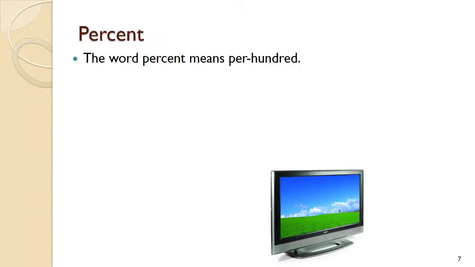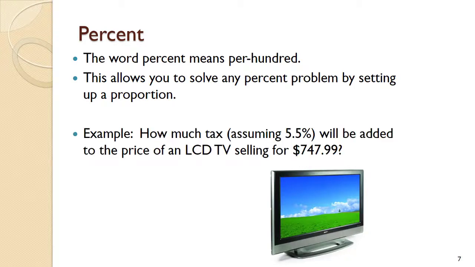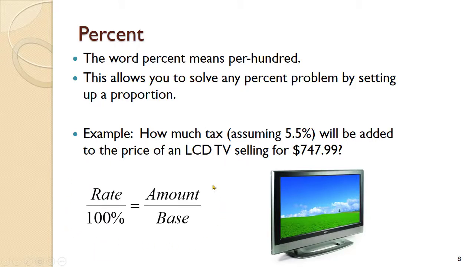Since the word percent literally means per hundred, then we can set up any percent problem using a proportion. And so here's our relationship right here that we're after. The rate over 100% is always the same as the amount divided by the base. We get a proportion there, and as long as we can find two of these values, we can solve for the third one. So here's a simple example.